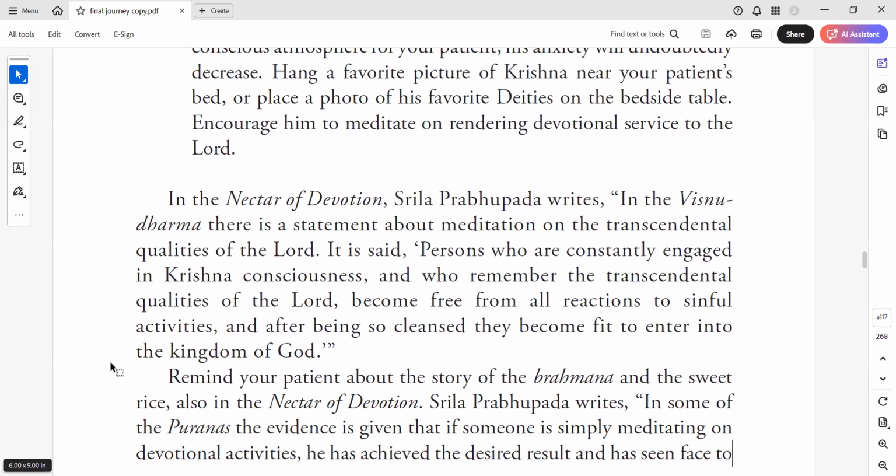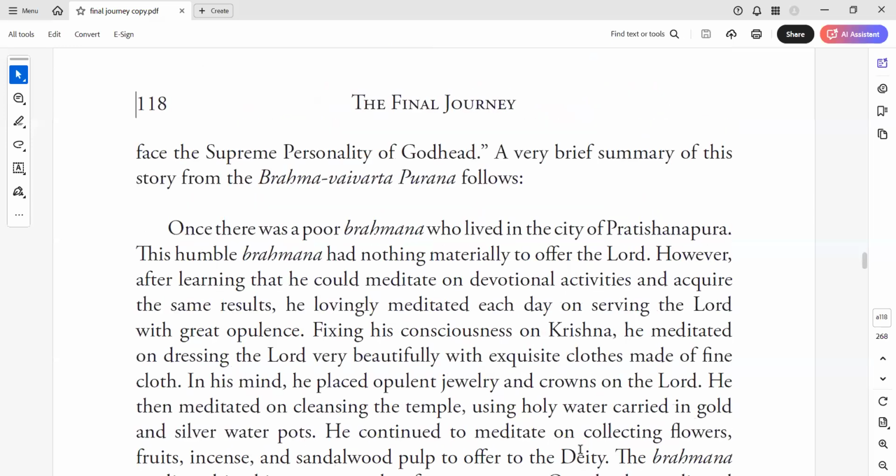Remind your patient about the story of the Brahmana and the sweet rice, also in the Nectar of Devotion. Srila Prabhupada writes, in some of the Puranas, the evidence is given that if someone is simply meditating on devotional activities, he has achieved the desired result and has seen face to face the Supreme Personality of Godhead. A very brief summary of this story from the Brahma Vaivarta Purana follows. Once there was a poor Brahmana who lived in the city of Pratishthanapura.